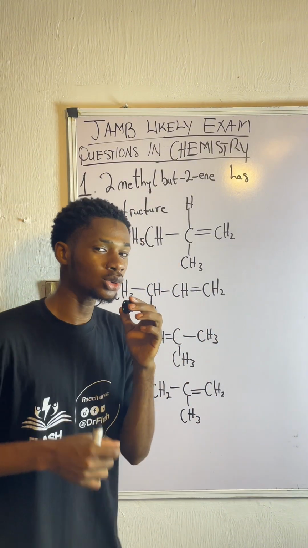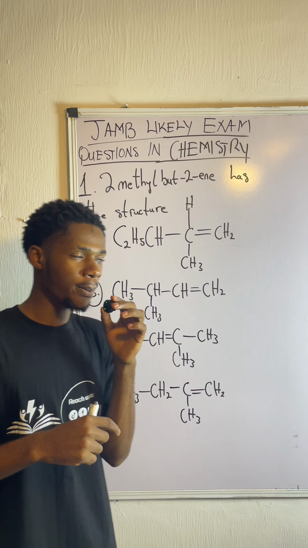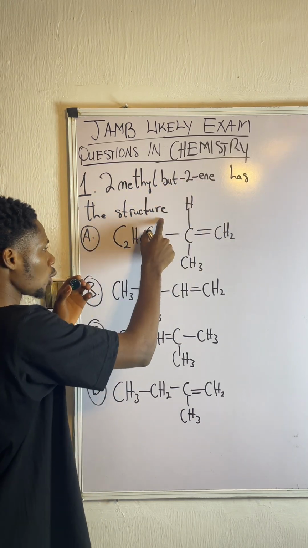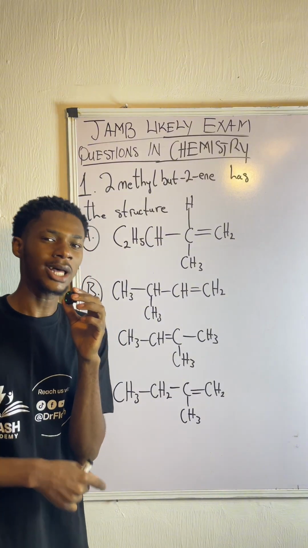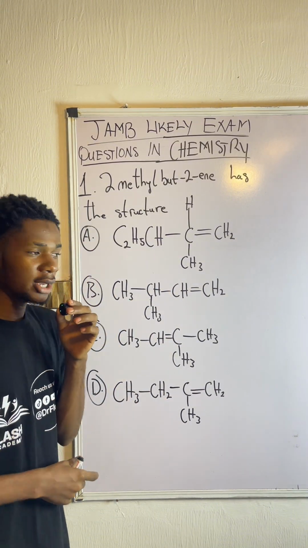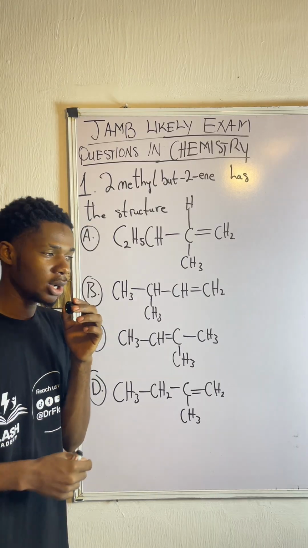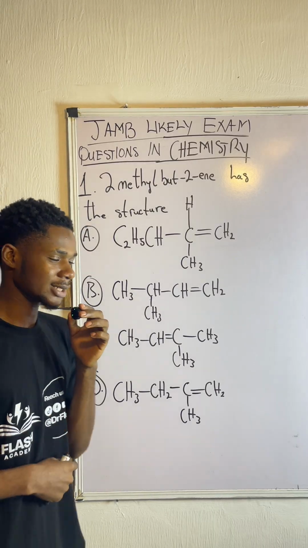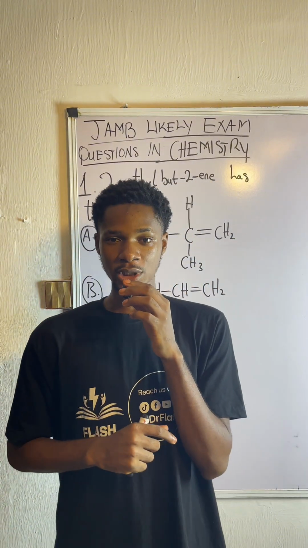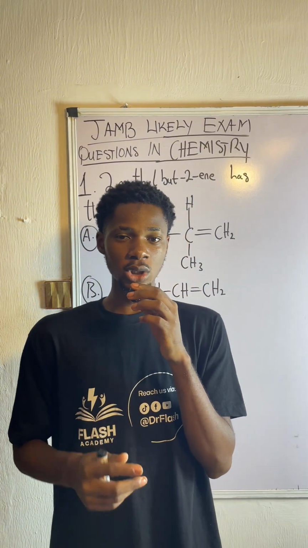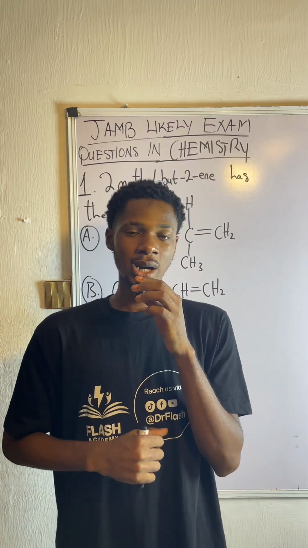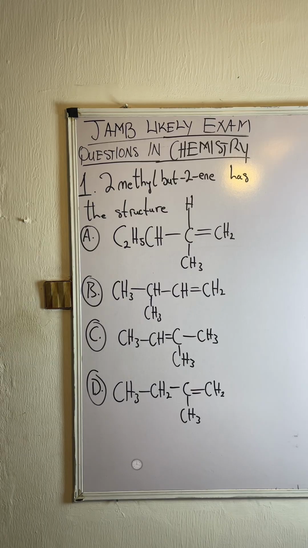Now this particular question is on naming of organic chemistry compounds. The question is: 2-methyl butene has the structure, and we have 4 different options on the board. I just wish you could draw the options on the board and let's see how well you are going to name it. So first things first, pause the video, attempt the problem, and drop your answers in the comment section. It should not take you up to 15 seconds to name this easy question on the board. So go ahead, smart students, pause the video and attempt this question.